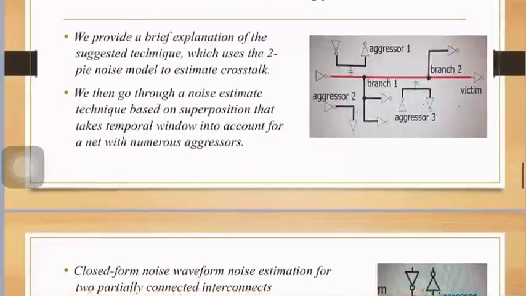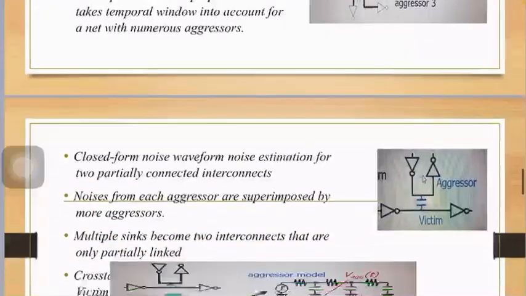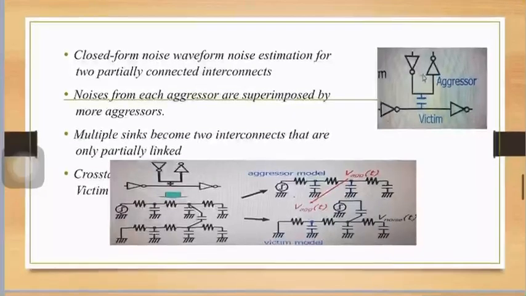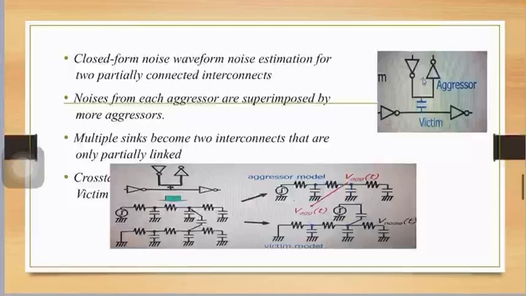We go through our noise estimate technique based on a superposition that takes the temporal window into account for a net with numerous aggressors. So here in the figure we can see that there are a number of aggressors, and the receiver ends are the points where the crosstalk happens. Closed form noise waveform estimation for two partially connected interconnects. Noise from each aggressor is superimposed by more aggressors. Multiple sinks become interconnects that are only partially linked. After that, crosstalk is measured at each victim and then calculated in the form of a graph.